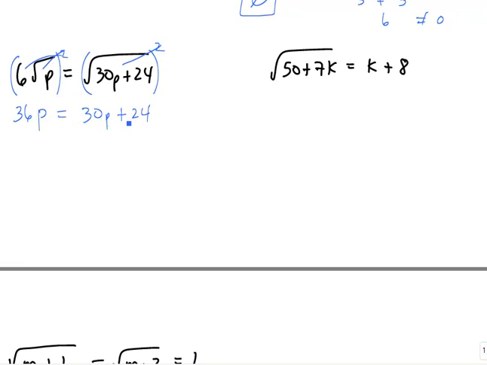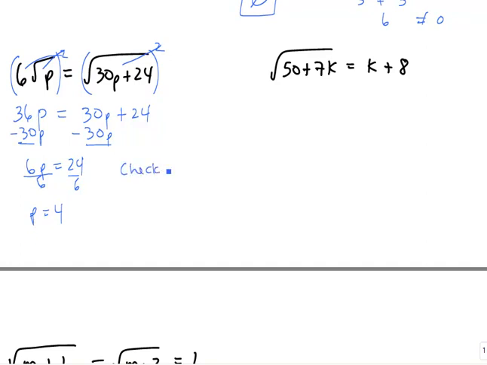Now this is a linear equation because we have p to the first power. So when we solve linear equations, we get our p's together. So I'm going to subtract 30p. So we get 6p equals 24. Divide by 6, so p equals 4.